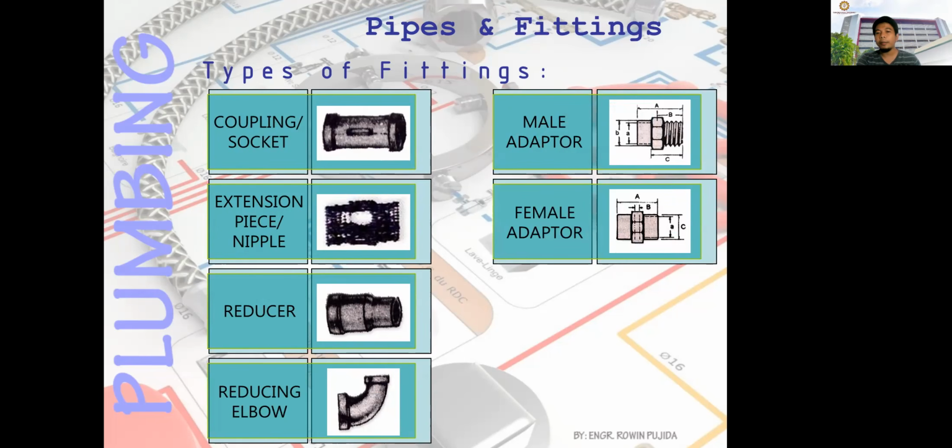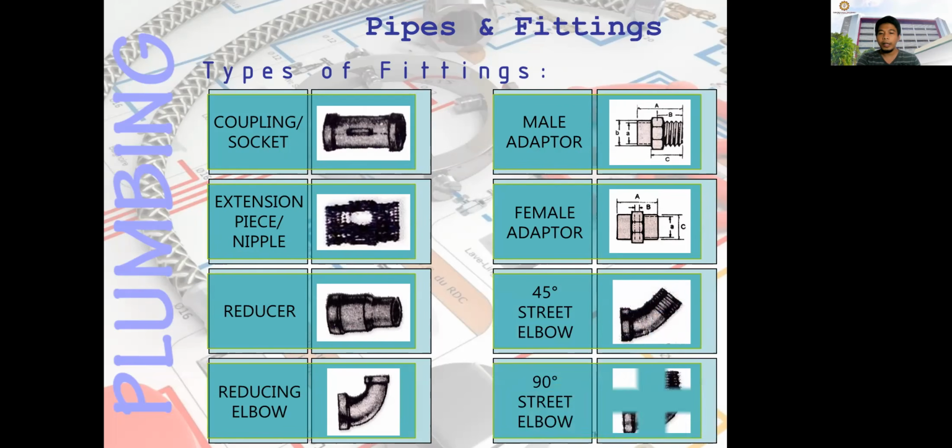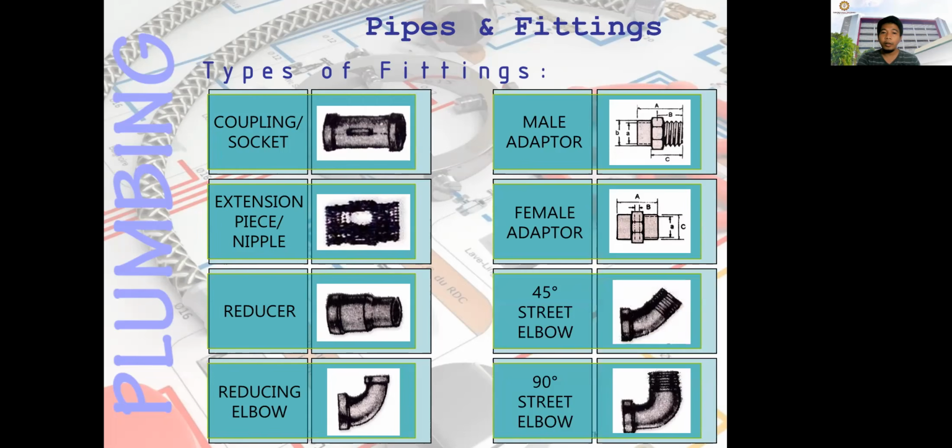By the way, an adapter can connect both pipes. Okay. Sometimes a female adapter can be called a union. Then we also have the 45-degree straight elbow and then the 90 degrees. This is used for water distribution. There are also fittings used in drainage and sewer lines.